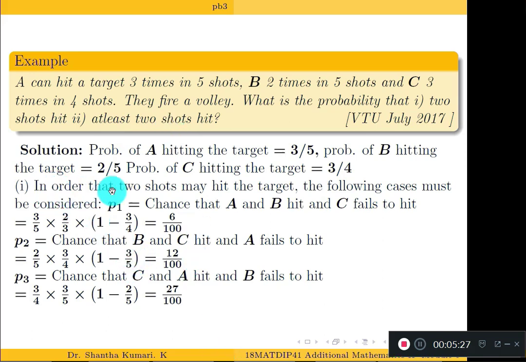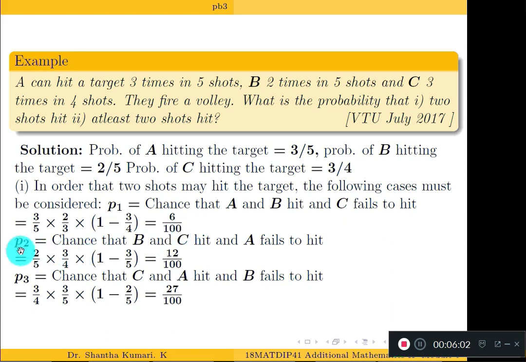In order that 2 shots may hit the target, the following cases must be considered. What is the first case? Chance that A and B hit the target and C fails to hit the target. A and B hit the target, so 3 by 5 into 2 by 5, but C fails, so 1 minus 3 by 4. Directly I have written the product of probability here and I have denoted it as P1, one possibility. Answer is 6 by 100. You multiply and check it, 6%.